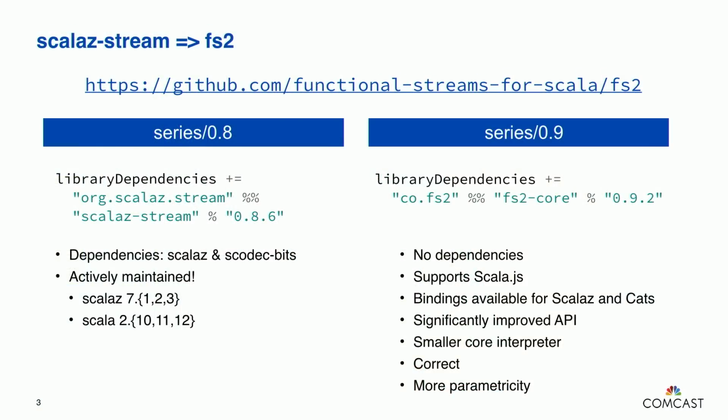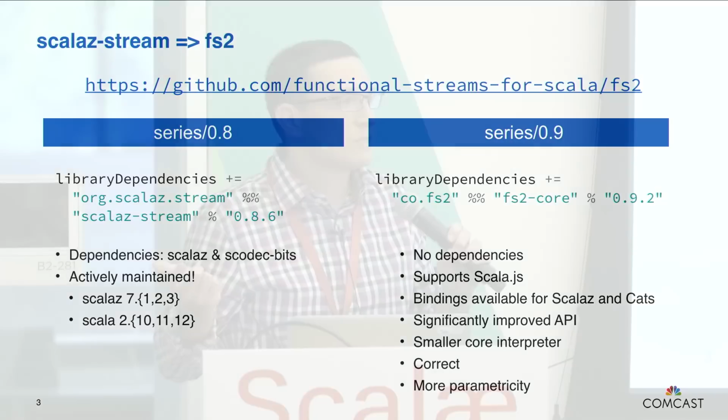Before we get started, I do want to contrast 0.8 and 0.9. So series 0.8, it's in the Git repo here. It is actively maintained. We just recently published 0.8.6. We published it for Scala 2.10, 2.11, and 2.12. It's currently published for Scalaz 7.1 and 7.2, and we will publish a version for 7.3 as soon as that's out of milestones or release candidates.